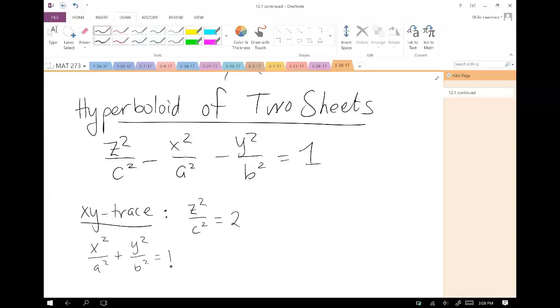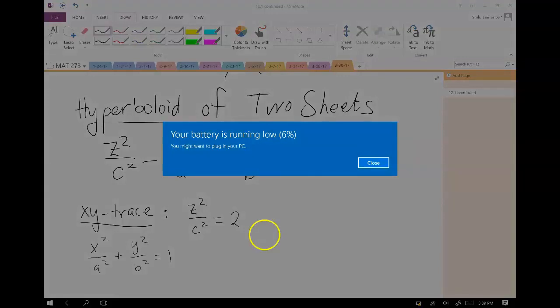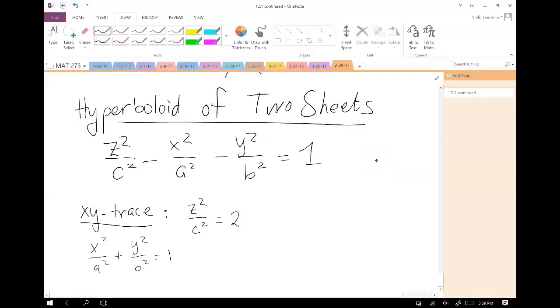As we move up and down the z-axis, what's the xy trace? All right, gotta do this quick. What's the xy trace? X squared over a squared plus y squared over b squared equals 1. It's an ellipse. Oh, b squared, my bad. Just because a and b might be different. So it's an ellipse.